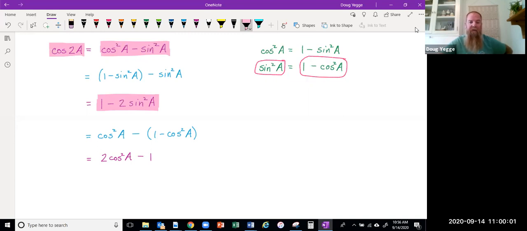So again, even though the original format for cosine of 2a is the difference between cosine squared a and sine squared a, sometimes if we're only given information about one function or the other, we can use any of these 3 options to evaluate cosine of 2a.